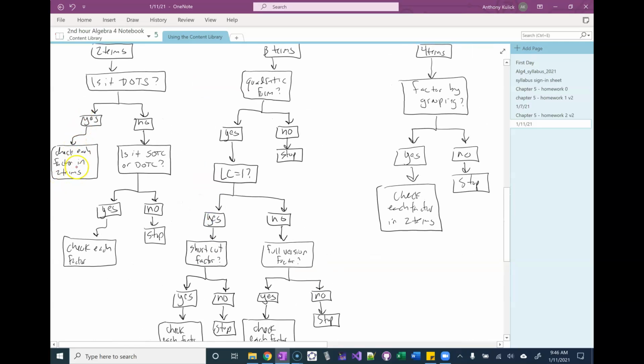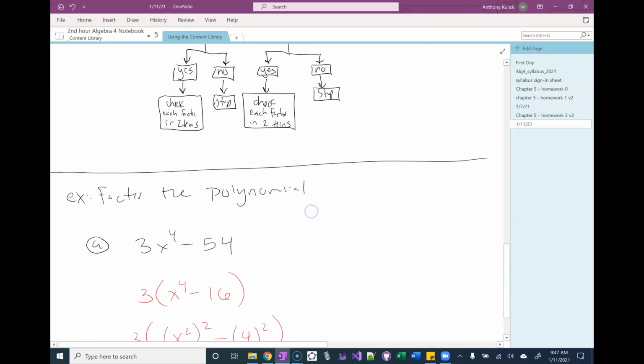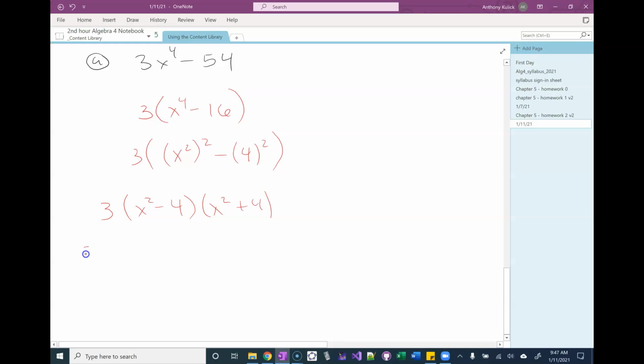So now we need to check each of those factors back through the two terms stretch. So our first factor was x squared minus 4. Is that a difference of two squares? Yes. That's an easy one, right? It was just like it was in first semester. That's just going to turn into x minus 2, x plus 2. Now we need to check x squared plus 4. Is that a difference of two squares? Be careful. Is it a difference of two squares? No, right? It is a sum. That is not factorable.